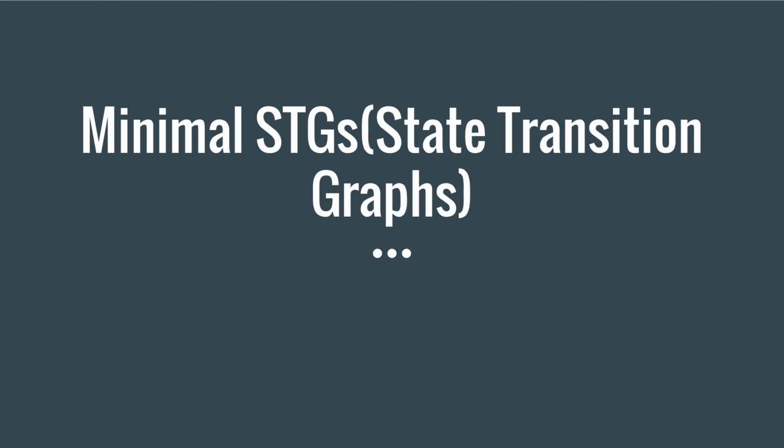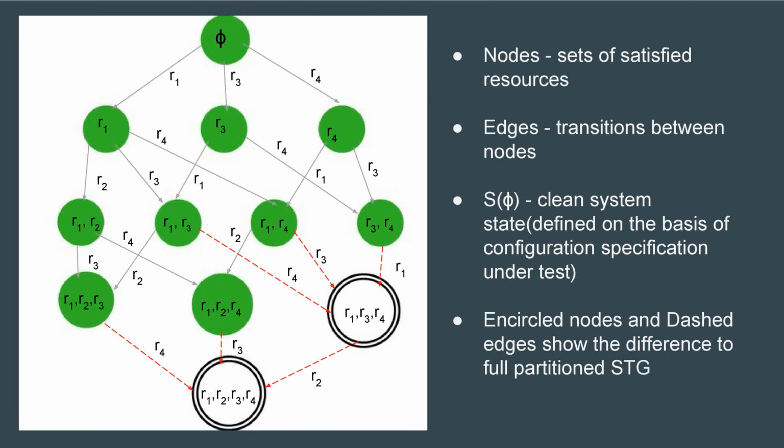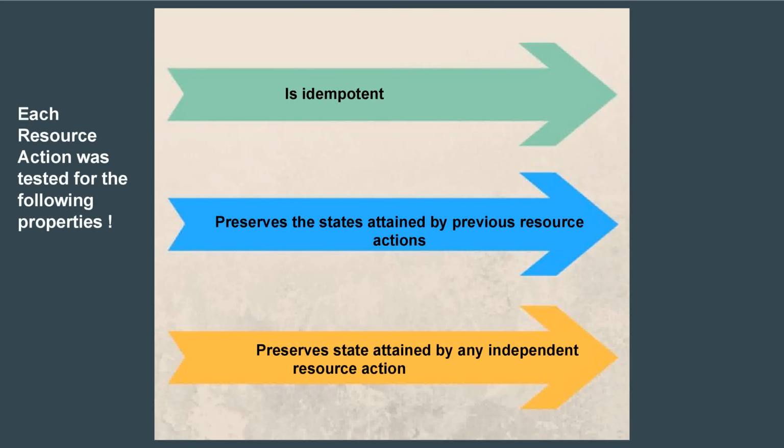Now let's discuss what are minimal state transition graphs. Here, have a look at a minimal state transition graph. It has the fewest relevant state partitions and transitions. Thus, it drastically limits the amount of generated test cases, making the test approach feasible. Now we will talk about their test approach.